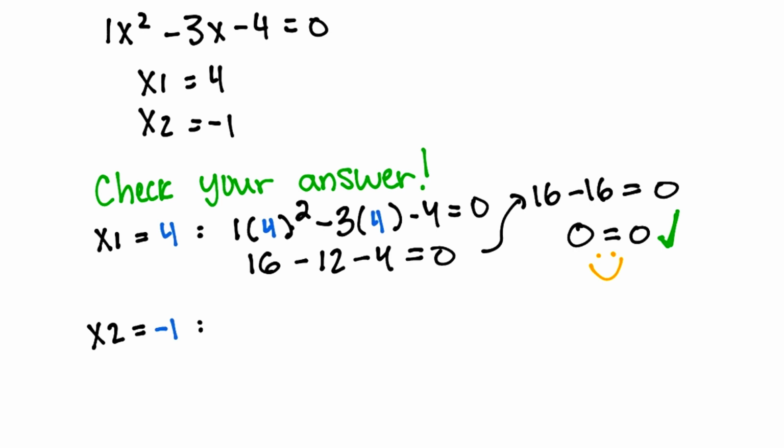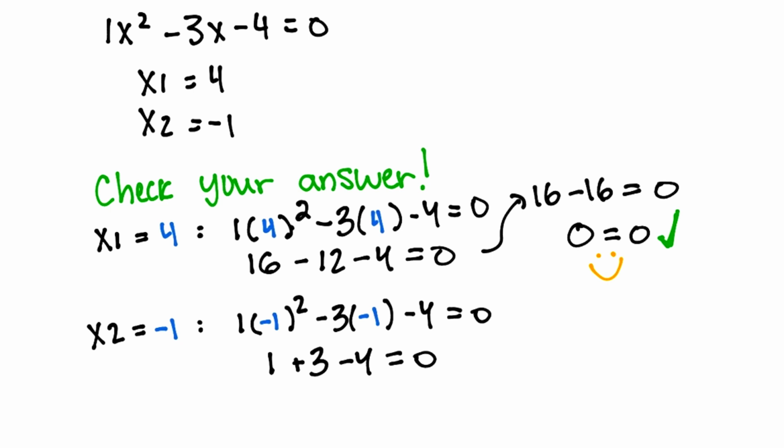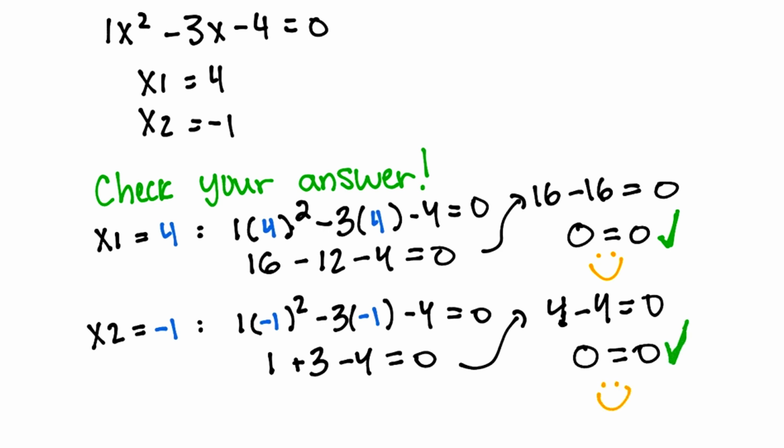So x2 is equal to negative 1, and we'll check it with the same approach. We're going to plug negative 1 in for x, and then we'll solve. The first term is negative 1 squared, which is 1. Then negative 3 times negative 1 is positive 3. Minus 4 equals 0. So 1 plus 3 is 4, minus 4 equals 0. 4 minus 4 is 0. So we have satisfied both sides of the equation, and our answer is correct.